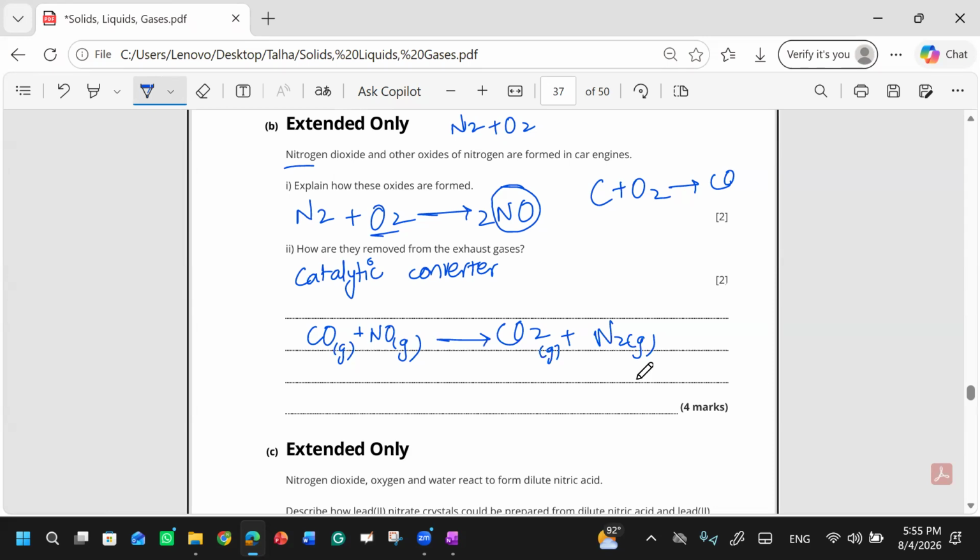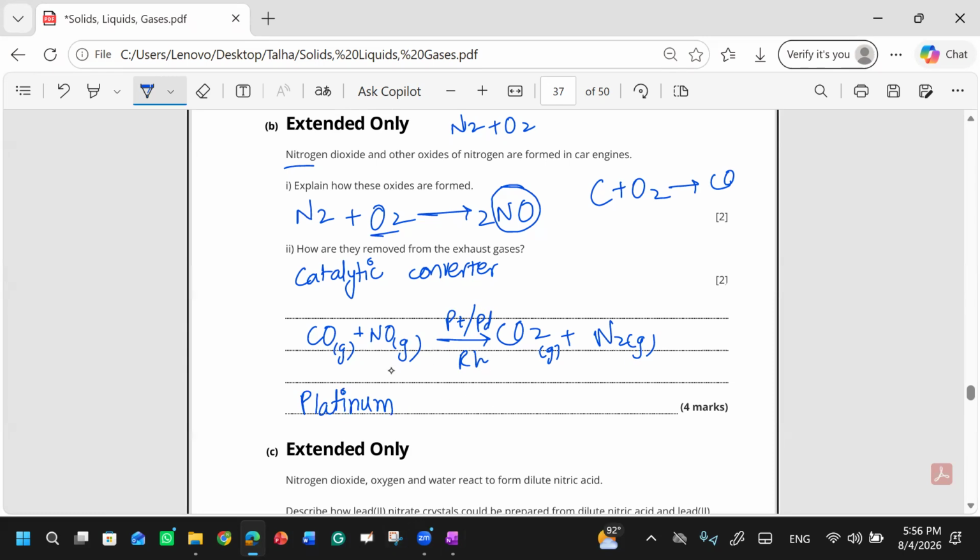Catalytic converter. Let me check the name of the catalyst. I think that was nickel. No, that was not nickel. That is platinum and palladium. That is the catalyst they use over here. Platinum and palladium, and sometimes rhodium as well. So these metals are used as catalysts. Platinum is a metal, palladium is a metal, rhodium is a metal.